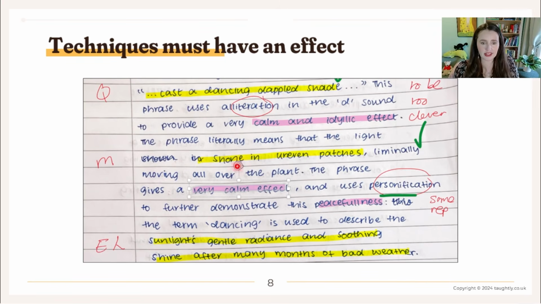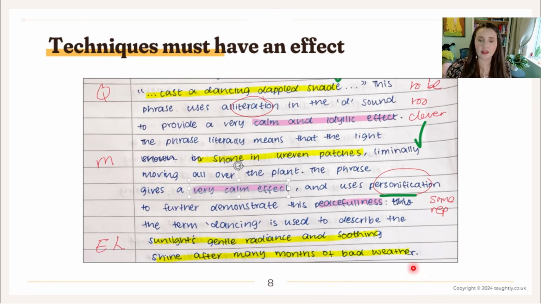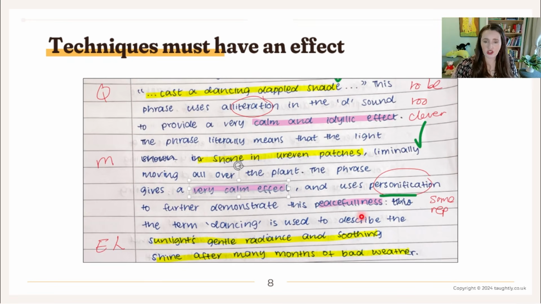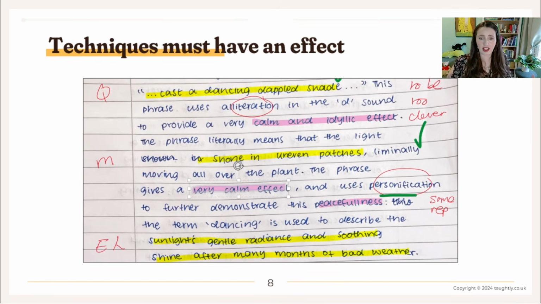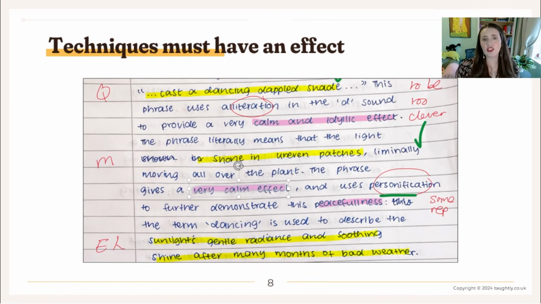The phrase literally means that the light shone in uneven patches, meaning liminally moving all over the plant. The phrase gives a very calm effect. How? Why? And uses personification to further demonstrate the peacefulness. The term dancing is used to describe the sunlight's gentle radiance and soothing shine after many months of bad weather. Okay, but how does personification create the effect of peacefulness? Because it doesn't always. Sometimes it can be quite creepy if things that aren't alive suddenly seem like they are alive and moving and out to get us. So here she's identified alliteration, personification. The effect doesn't quite make sense, so I'm afraid she's got no extra marks for saying those.